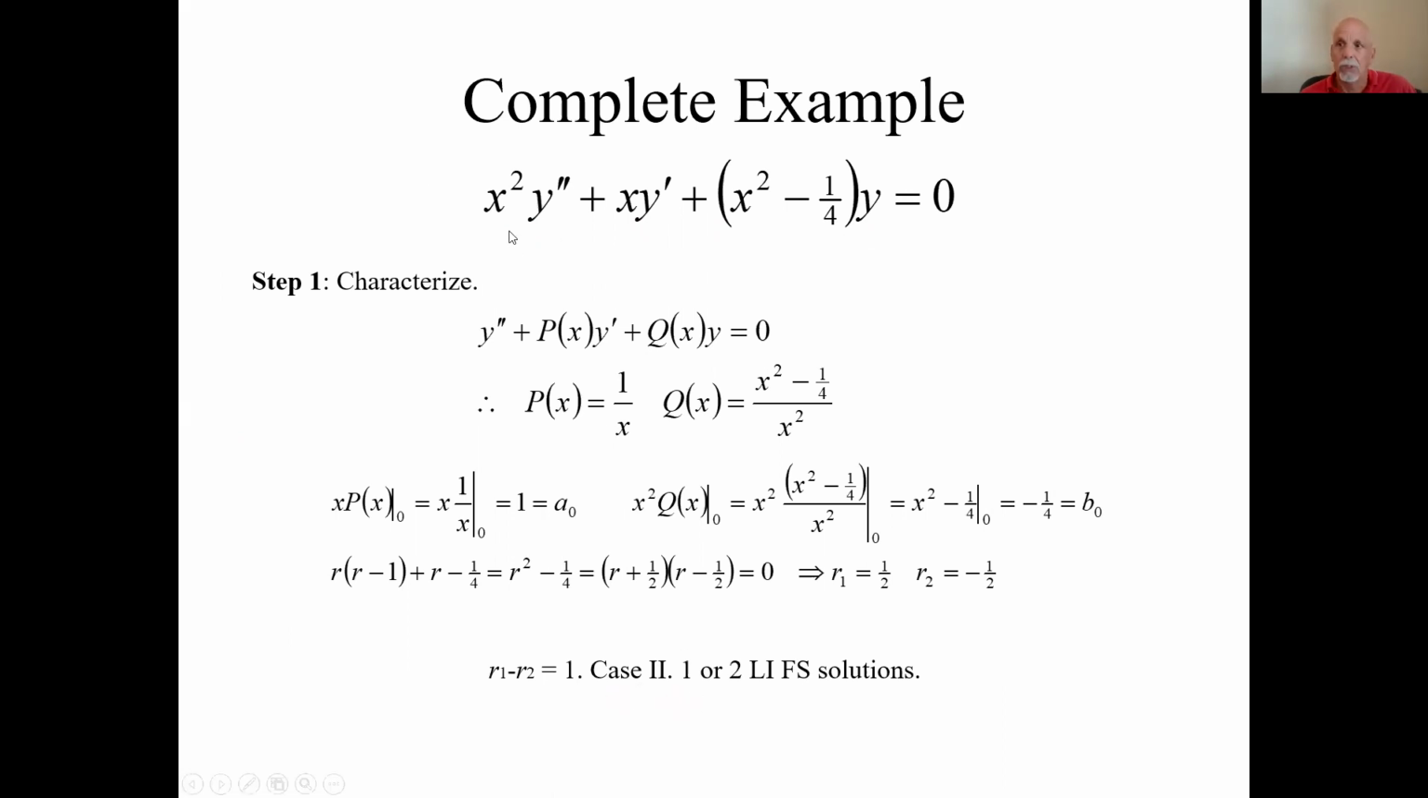Well, first, 0 is a regular singular point, so we needed Frobenius series, not power series. But it was a case 2 case where we couldn't tell ahead of time if we would get 1 or 2 linearly independent Frobenius series solutions. So we have to go through the whole thing to find out. And that's the only way I know to find out. If it's a case 2, you just have to try.